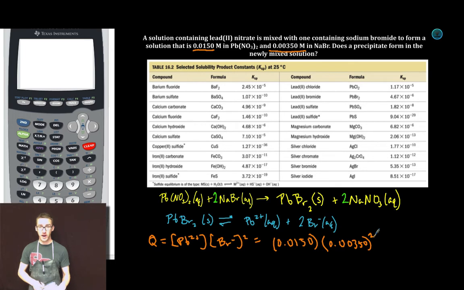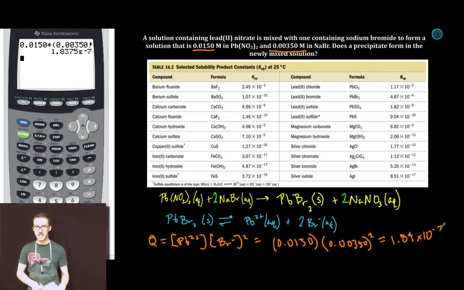Don't forget to square. Quick trip to the calculator. 0.0150 times parentheses 0.00350 close parentheses squared. Enter. Q equals 1.84 times 10 to the minus 7. Now, is a precipitate going to form?